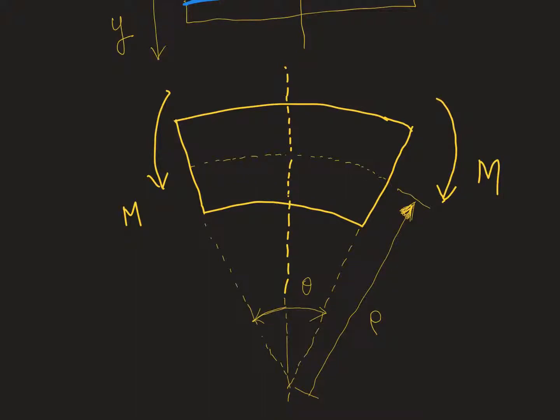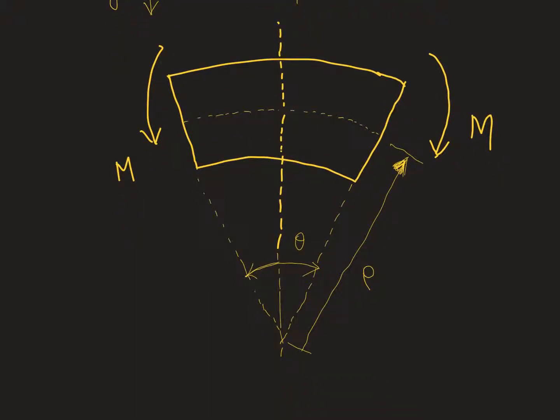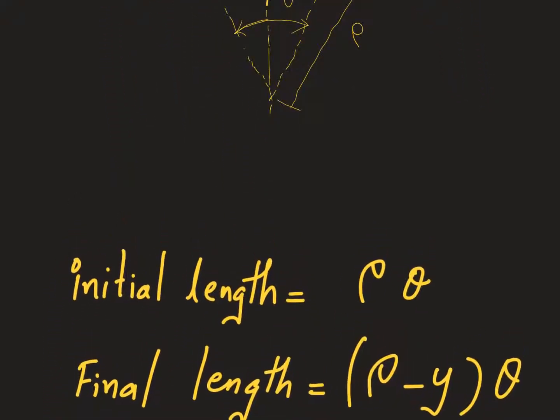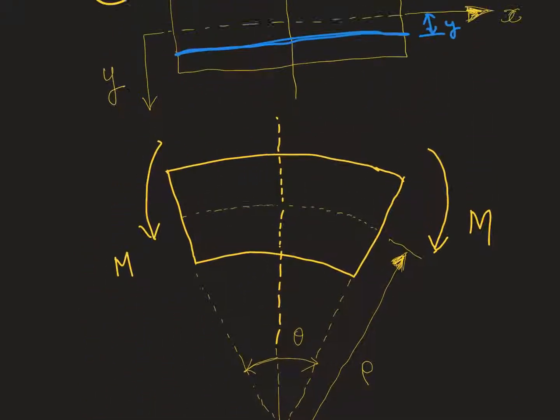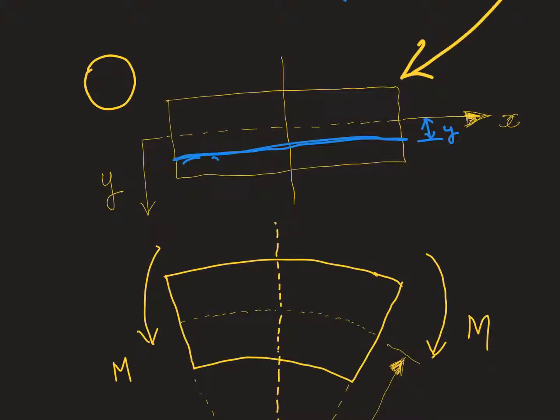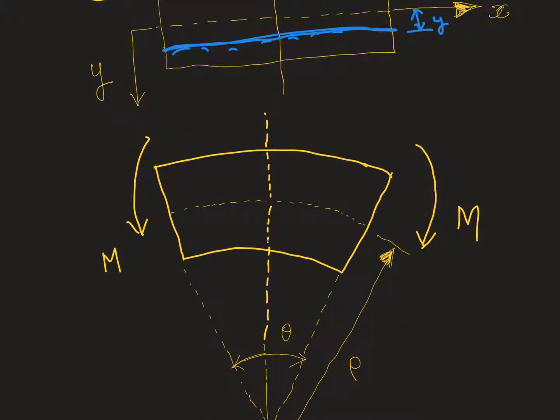So its deformed length is rho, the radius, times the inscribed angle, which will give you the arc distance. So this is the arc distance, this is the radius, and this is the inscribed angle. So the undeformed length, the deformed length, will be rho theta for this particular fiber. Okay, now once it is deformed, what happens to this fiber?